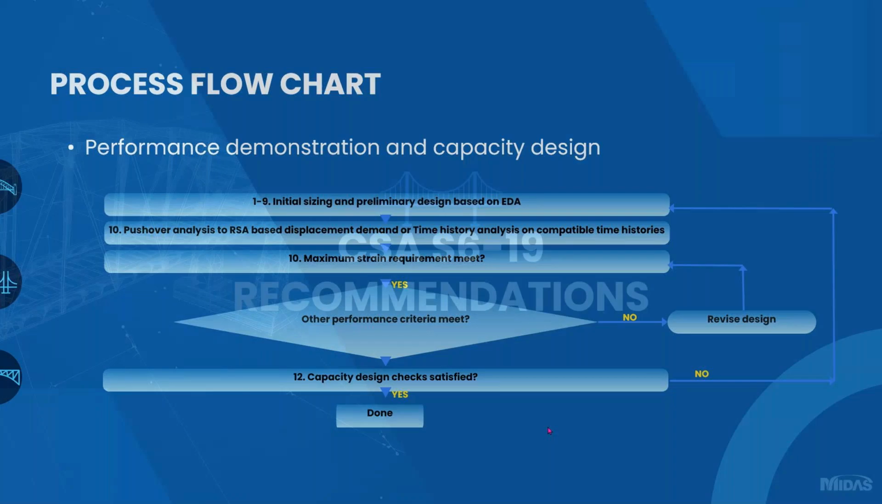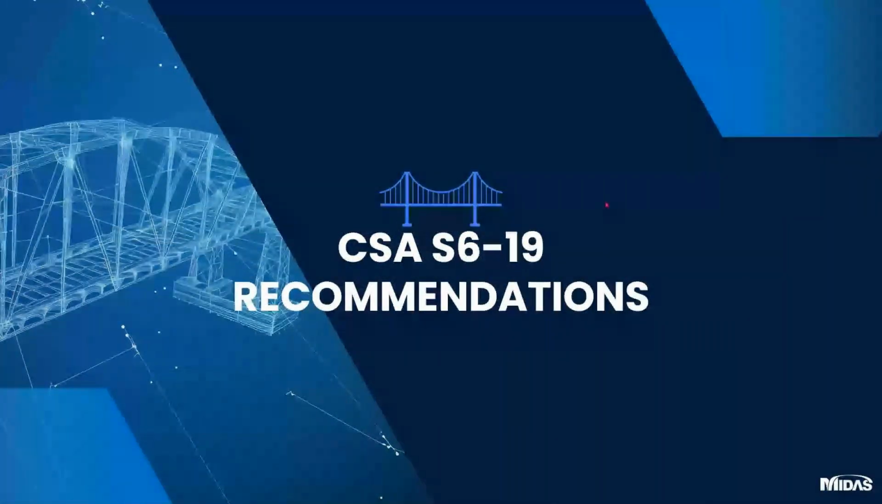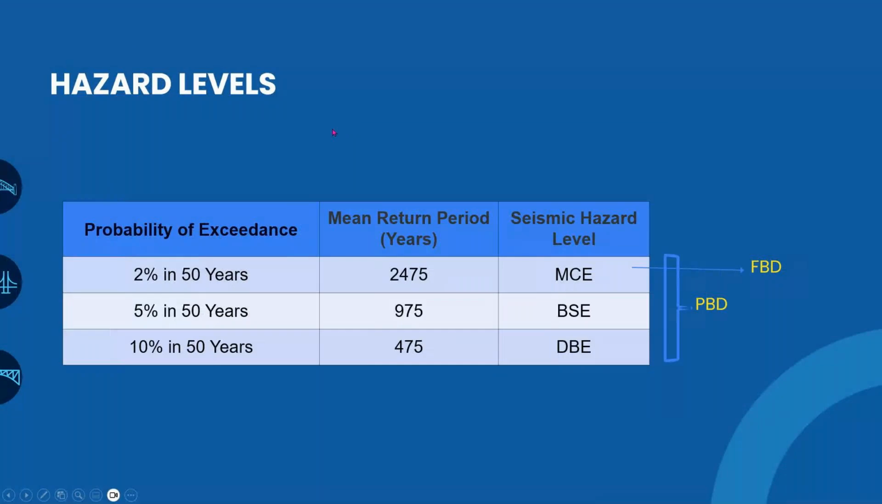Now let us go towards the CSS 619 recommendations for the performance based design. So firstly, we need to specify what is the hazard level. So there are three types of hazard levels specified in CSA. So the 2% in 50 years, having a very high return period of around 2500 years, is generally useful for the force-based design and also used in the performance-based design. Other hazard level that we consider is of 5% in 50 years and 10% in 50 years with the corresponding return period.